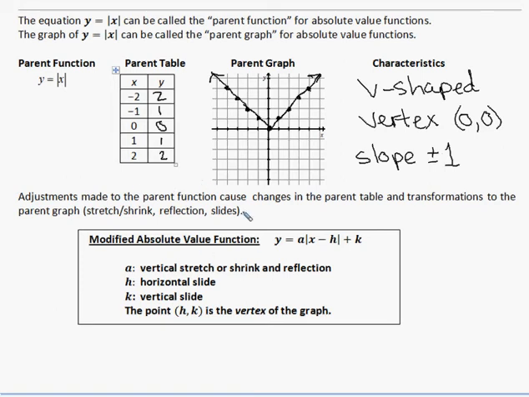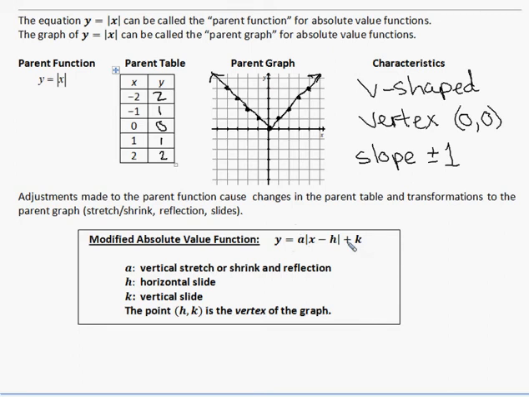Okay, now what happens if we make adjustments to the parent function? They cause changes in the parent table and transformations to the parent graph. Stretching or shrinking, making it taller or shorter, reflecting it, or sliding back and forth, left and right, and up and down. Okay, so the a, this is the typical form that we're going to see for all the different types of functions that we learned this year. This one's for absolute value. The number that's multiplied out in front of the absolute value will stretch or shrink or reflect the graph. We saw that from the previous slide, that when there was a number multiplied out in front, it flipped it upside down, or it made it taller, or it made it shorter.